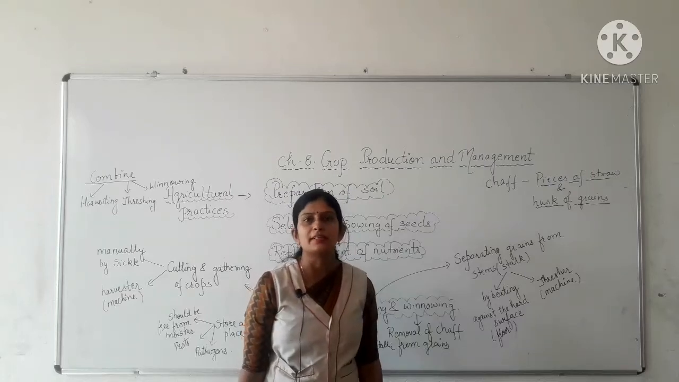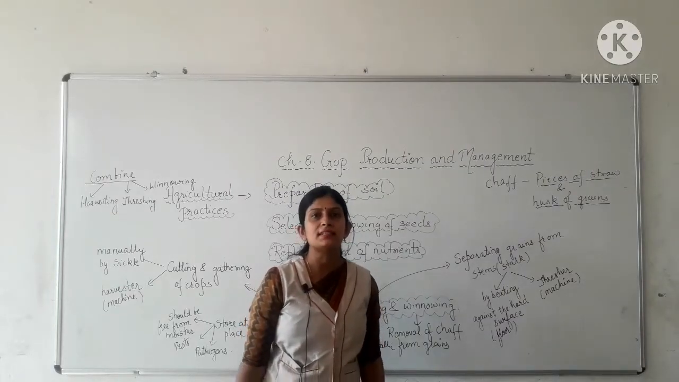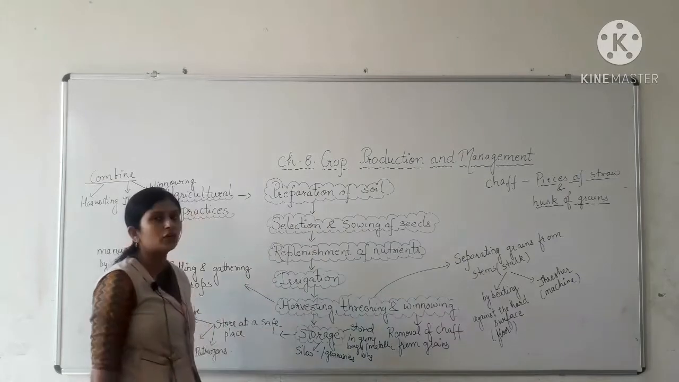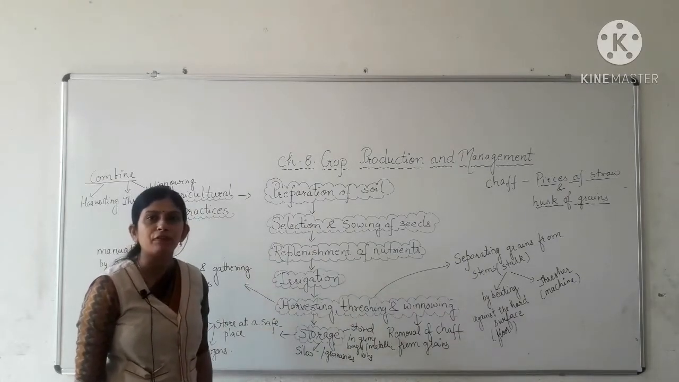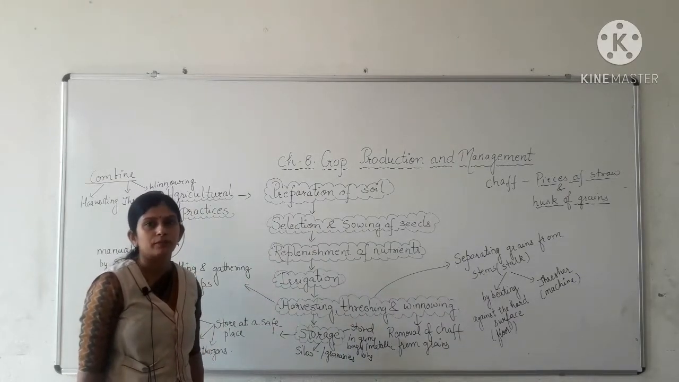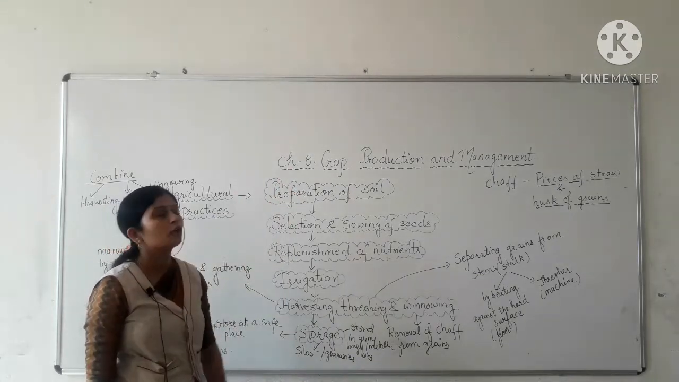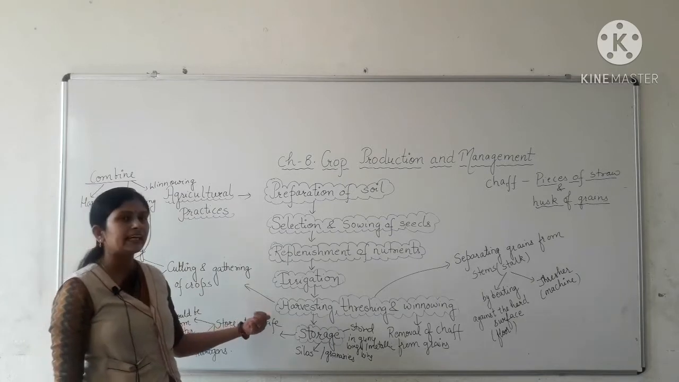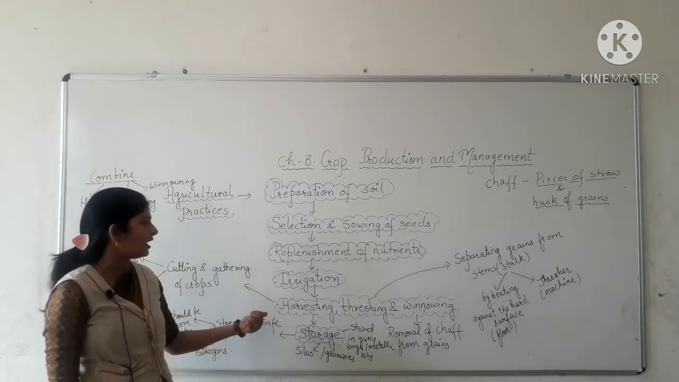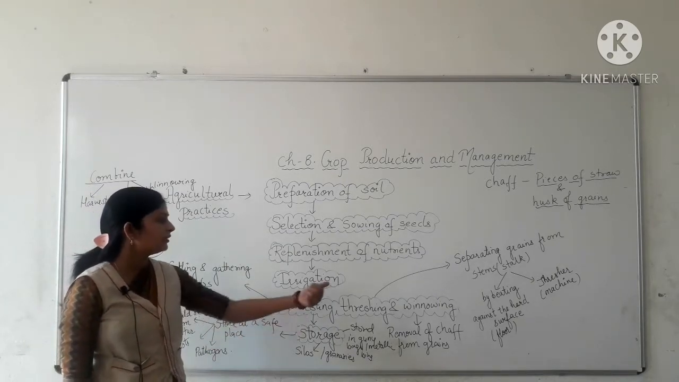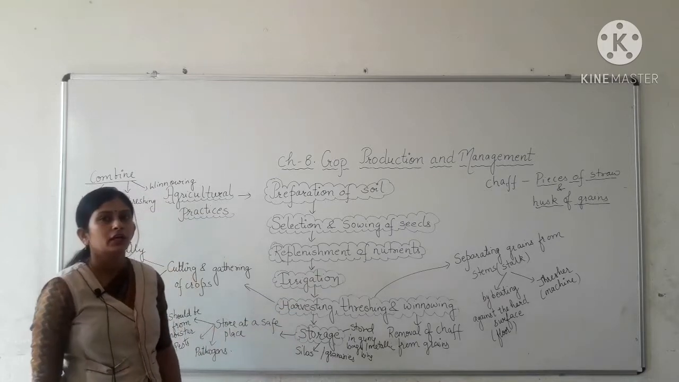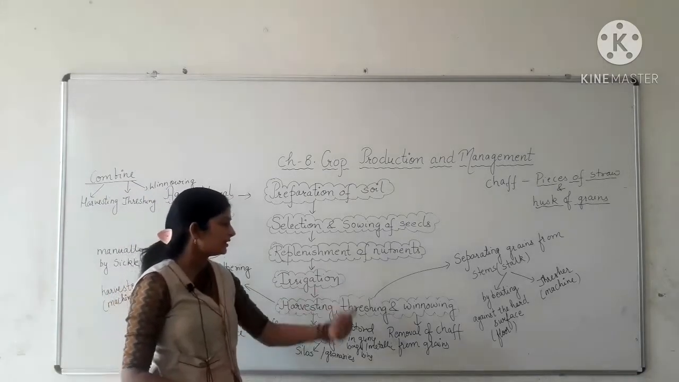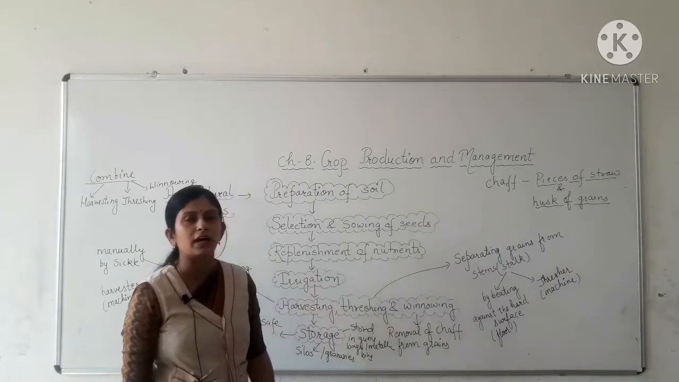Good morning students. Today we will discuss the last two agricultural practices of chapter 8, Crop Production and Management. The second last agricultural practices are harvesting, threshing, and winnowing. Okay, now what are these? First of all, we will discuss harvesting.